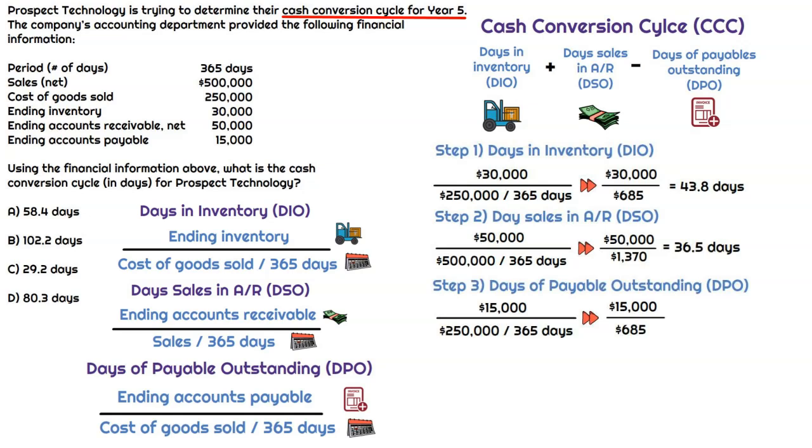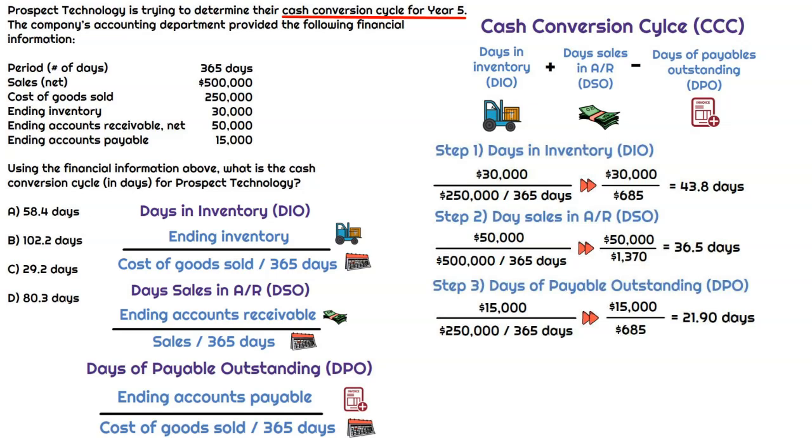Step 3, very similar once again. We can see our days of payable outstanding formula. In the numerator, we have ending accounts payable, and then we divide by daily cost of goods sold, which is that $685 again. So 15,000 divided by 685, that means our days of payable outstanding is 21.9 days.